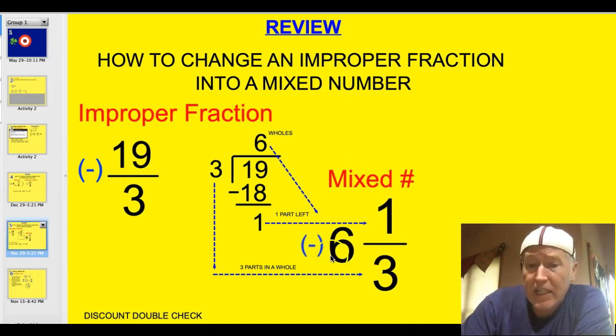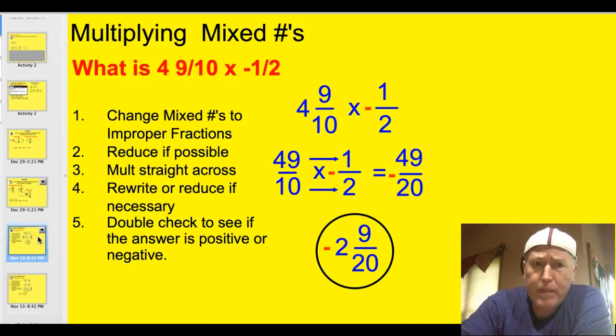Now, this isn't a negative 6 and a positive 1/3. When you have a mixed number, this is a negative 6 plus a negative 1/3. Everything's negative. Kind of like that first girlfriend. All right, let's keep moving.